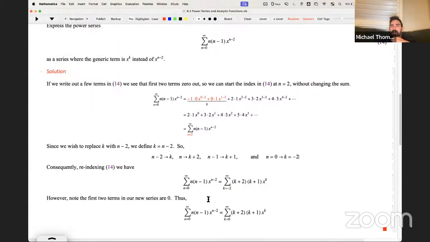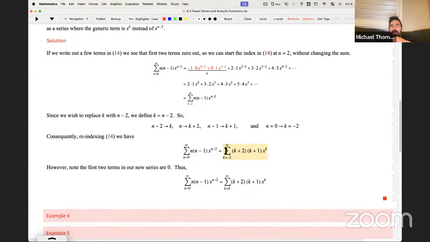Same thing. Is that okay? So where does the -2 come from? Well, if n equals 0, then k equals negative 2. All I'm doing is, normally you wouldn't write this out. You could just figure this out in your head.